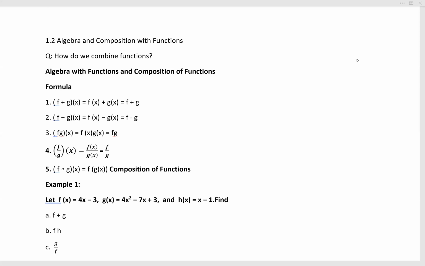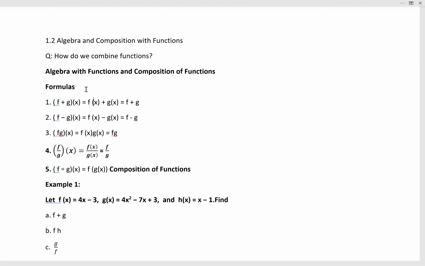Hi everyone, now I'm going to talk about section 1.2, Algebra and Composition with Function. In this session, we're going to answer the question, how do we combine the functions? So we will have 5 formulas in order to combine the functions. Okay, so it's under here.